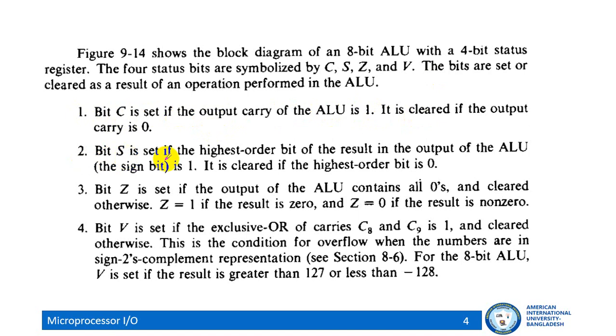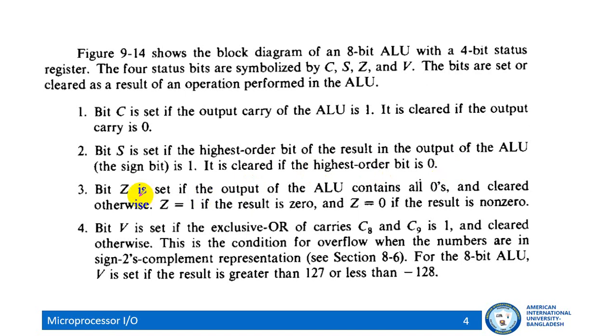Bit S is set if the highest order bit of the result in the output of the ALU, that means the sign bit, is 1. If you see that the S bit is 1, that means your number is negative. If this bit, usually the MSB, is 0, that means the number is positive. So it is cleared if the highest order bit is 0.